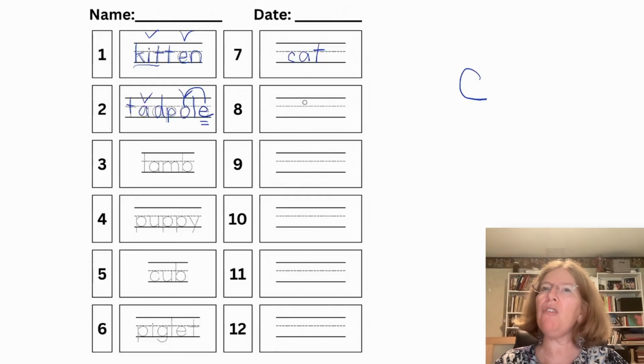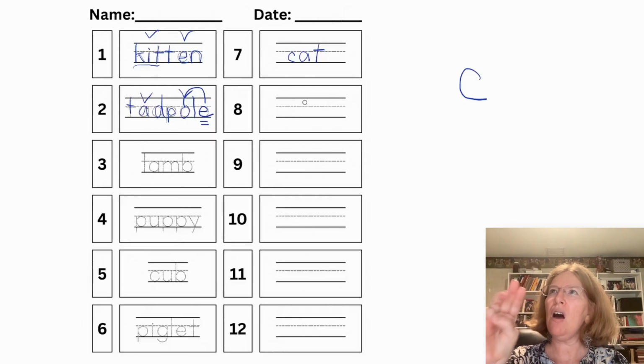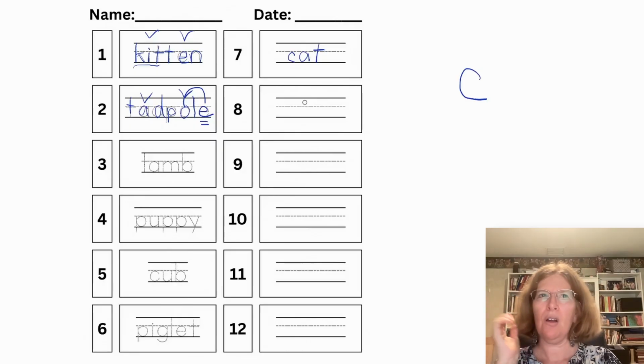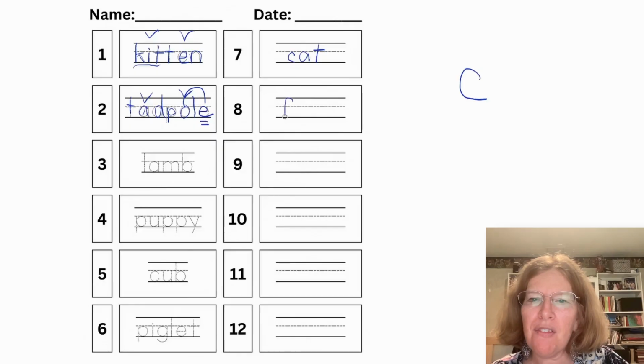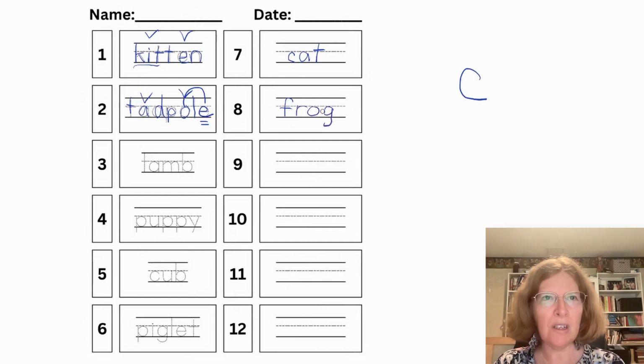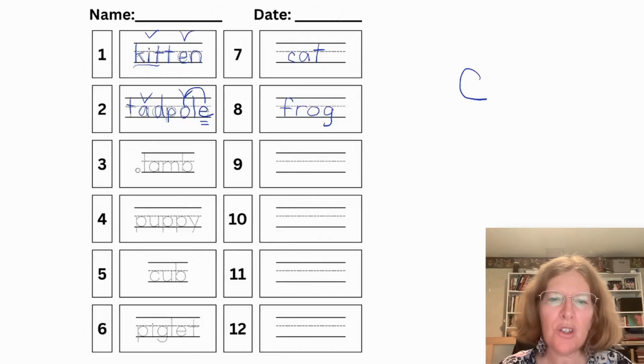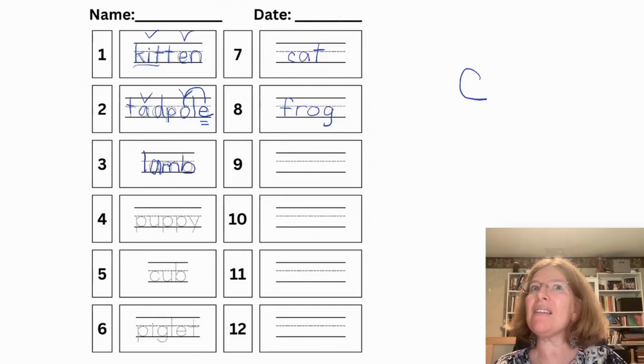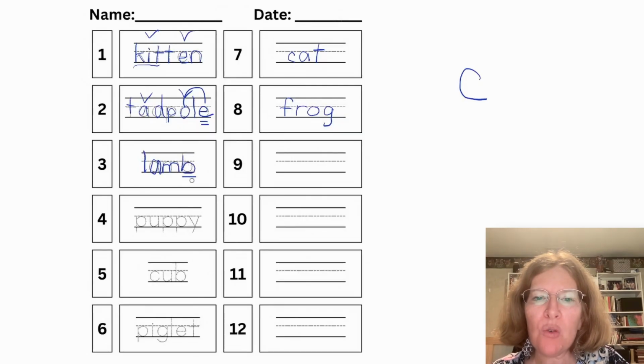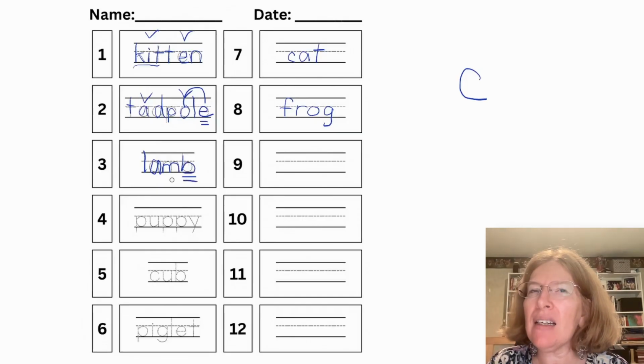Let's write the word frog. Frog. It's a 1-syllable word, so there's 1 vowel. Frog. Now you read it to me. Good. Now let's look at the next word. Sound it out as you write it. Ooh, ah. Now the B is silent. I want you to underline the B twice. This is a silent letter.